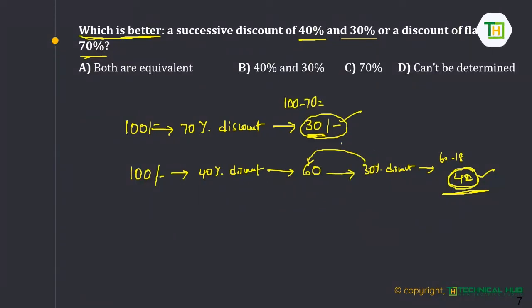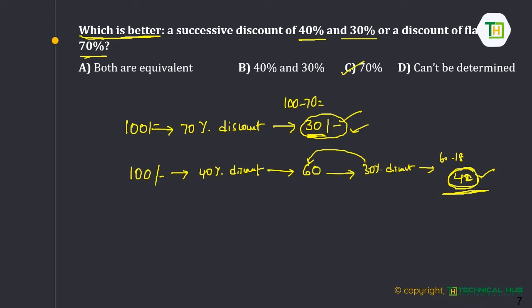But if it is a flat 70% discount, you will get that product for only 30 rupees. Otherwise you have to spend 42 rupees for it. So which is better? Buying it for 30 rupees is better, right? So we can say a 70% flat discount is better than a successive discount of 40 plus 30. So it is option C. The 70% flat discount is better here.